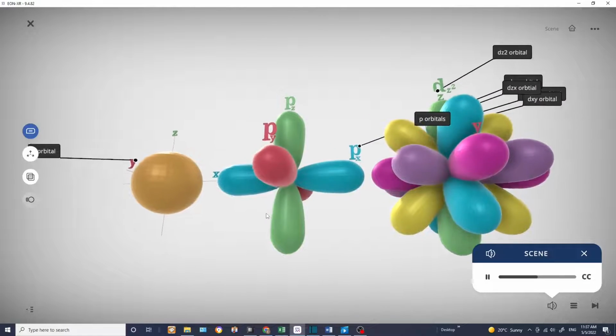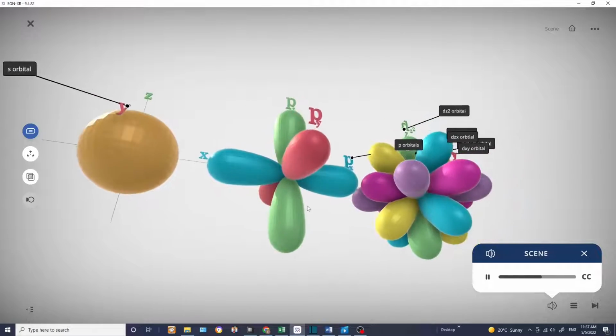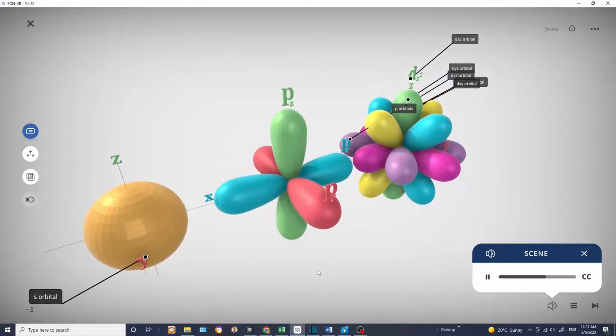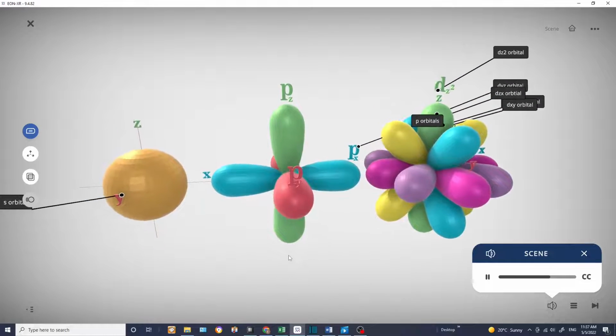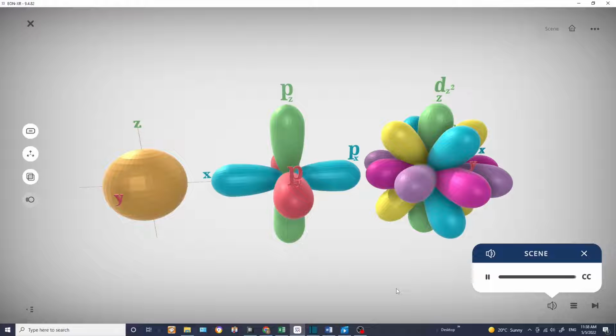So now we are showing them separate, but actually they are all together around the nucleus. In a previous lesson you can see them all together. We are just showing them separate here so that we can see what they look like, but in reality they're actually all on top of each other together.